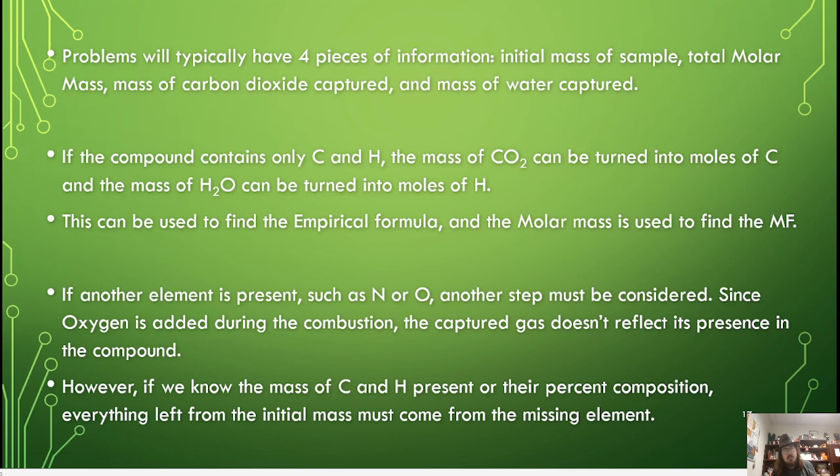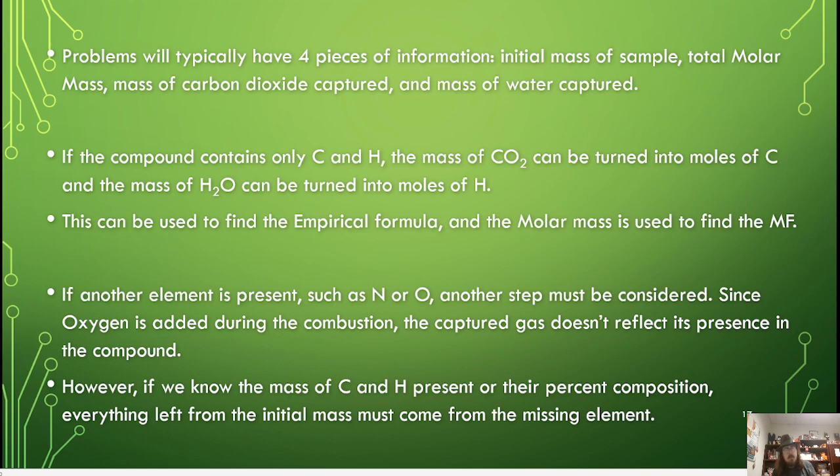However, if there's another element, such as nitrogen or oxygen, another step must be considered. Since oxygen is added during the combustion, the captured gas doesn't tell us about it. However, once again, if we note the carbon and hydrogen present as the percent composition, everything left of the initial mass must come from the missing element.